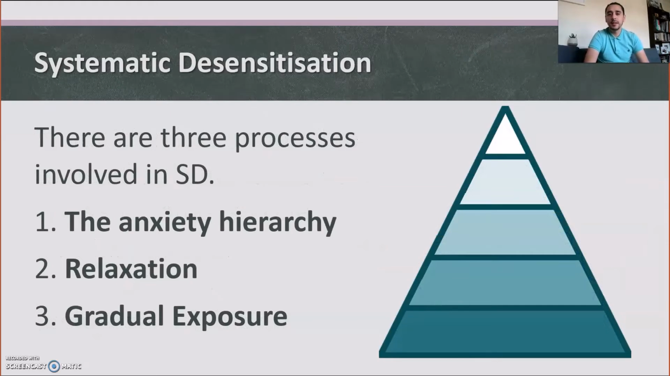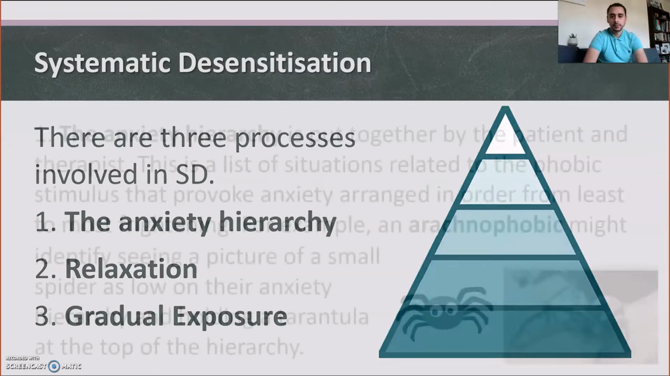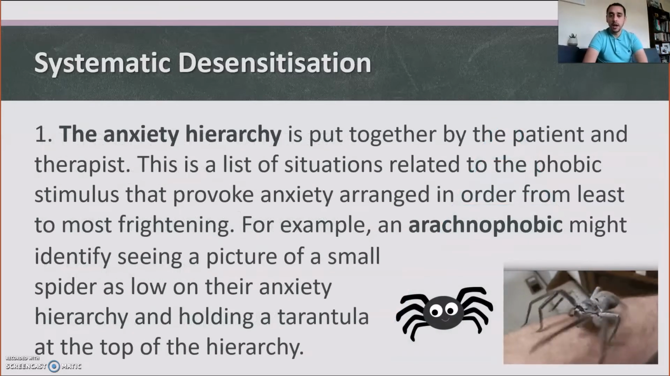So this systematic desensitization involves three processes, okay? 1, creating an anxiety hierarchy. 2, learning the relaxation techniques. And then 3 is the gradual exposure. Let's have a look. Number 1, the anxiety hierarchy.